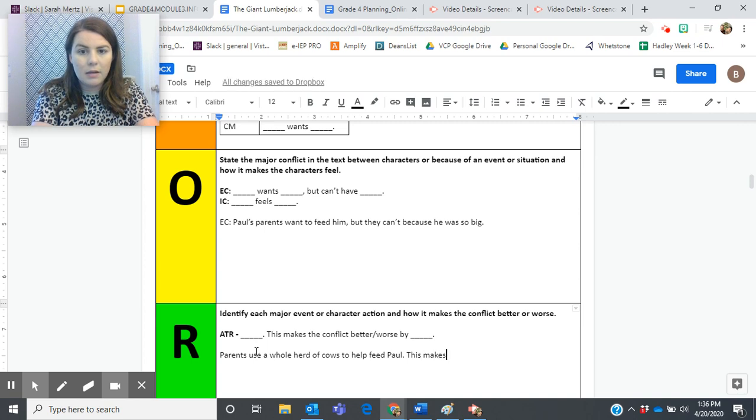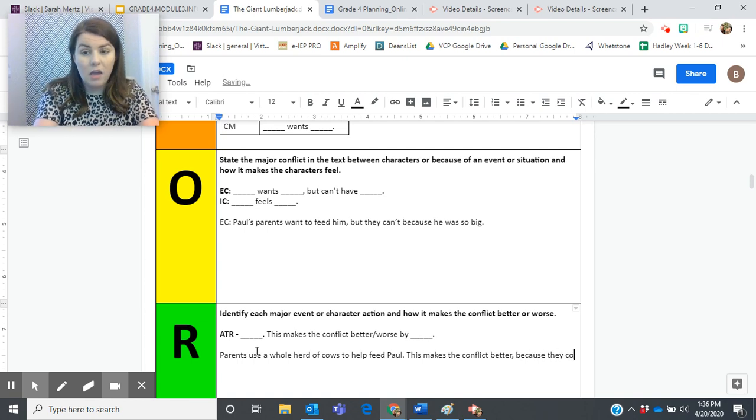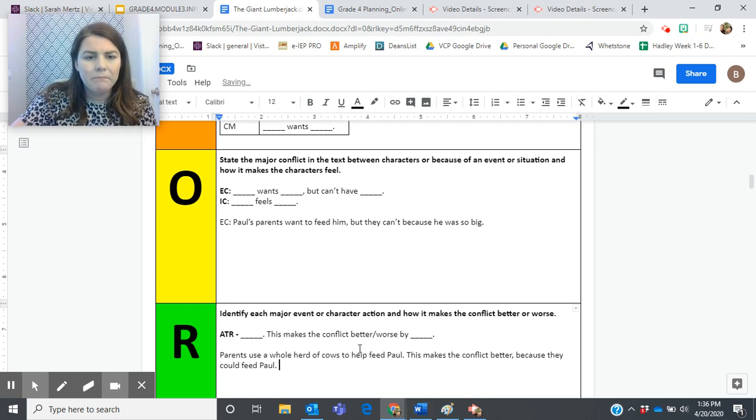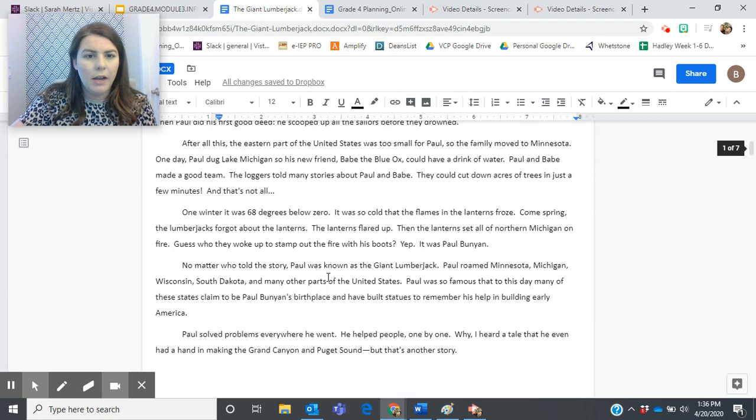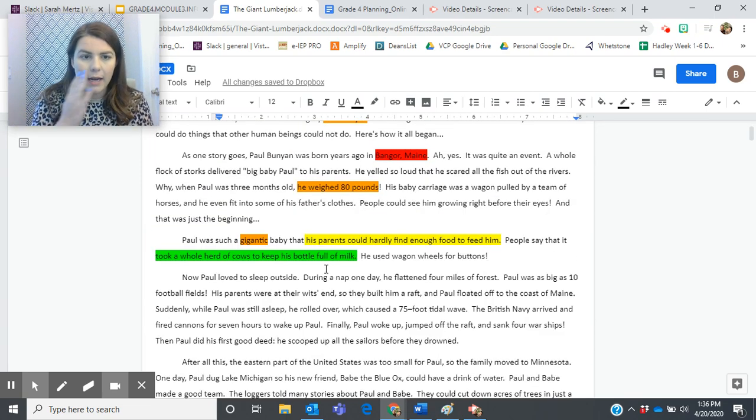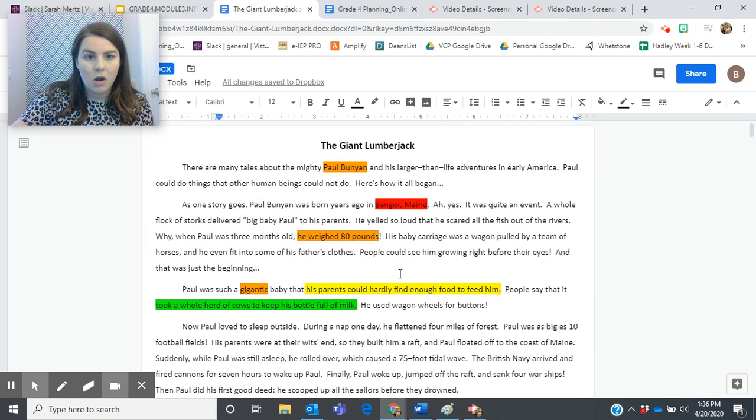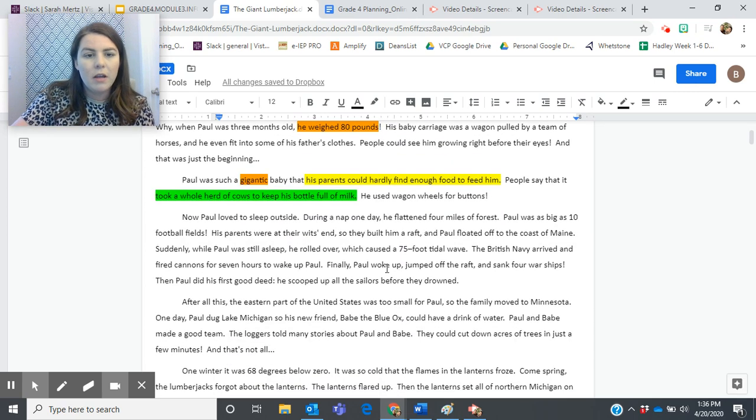This makes the conflict better because they could feed Paul. I know I've written it in my organizer, I've highlighted it. Great. Seems like we're ready to go on to the fourth paragraph.